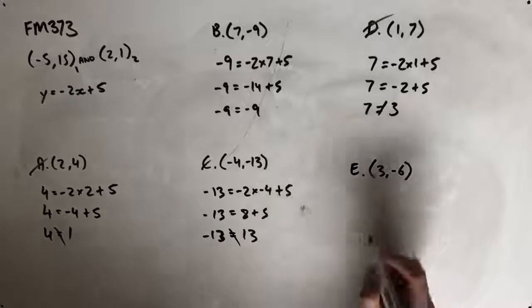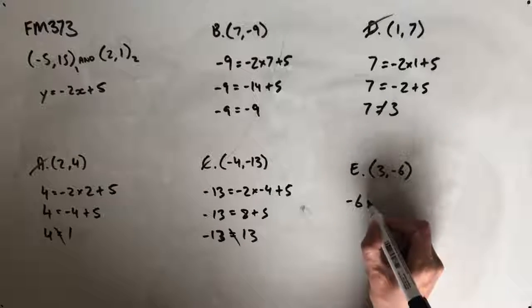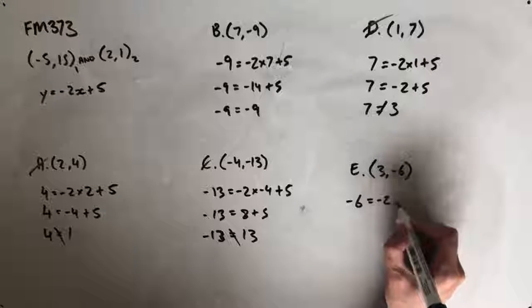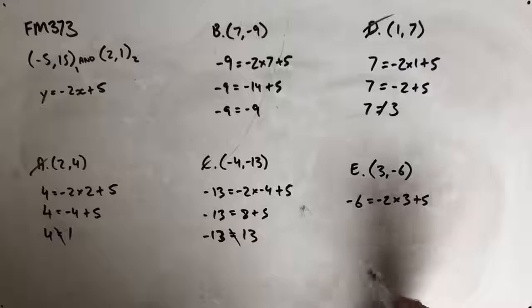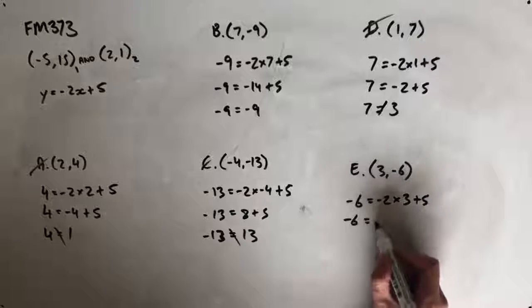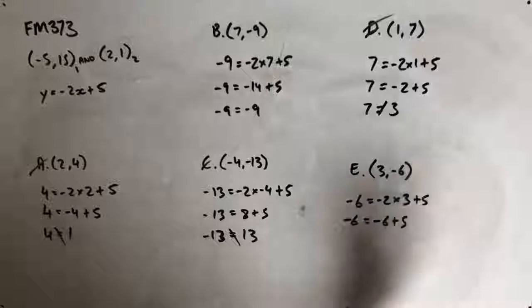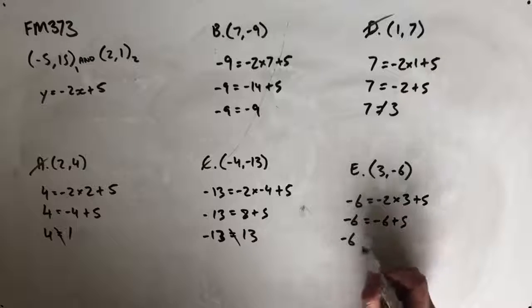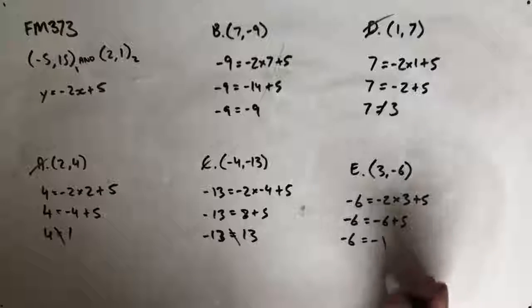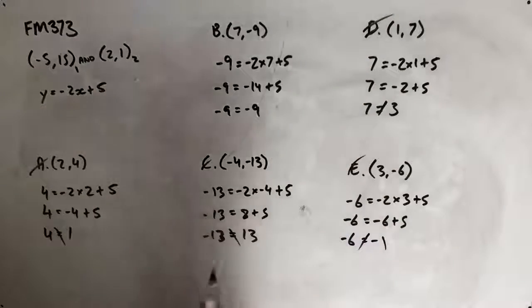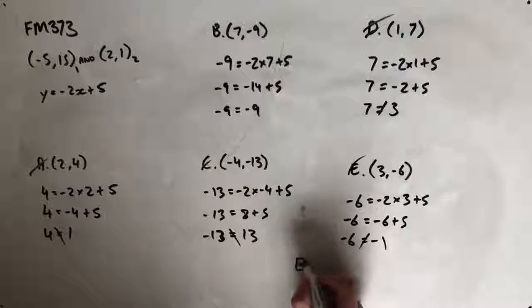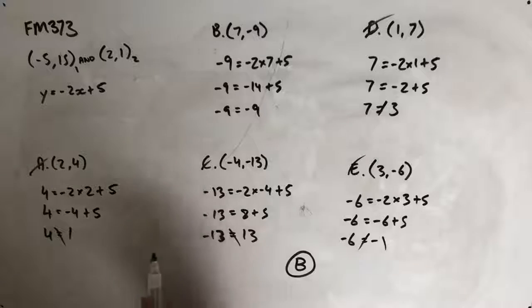And finally, option E, which says that -6 is equal to -2 times 3 plus 5. -6 is equal to -6 plus 5. It says that -6 is equal to -1, which it is not. E is not our answer either. It was B, and that is our correct option.